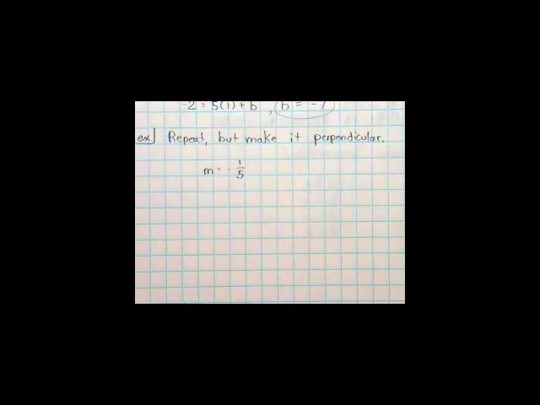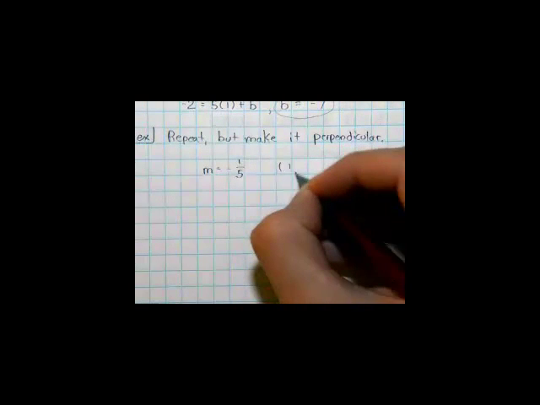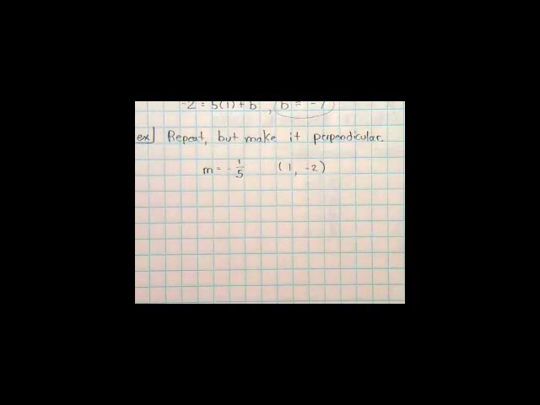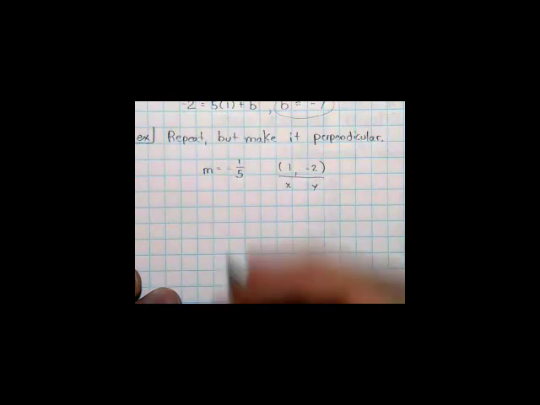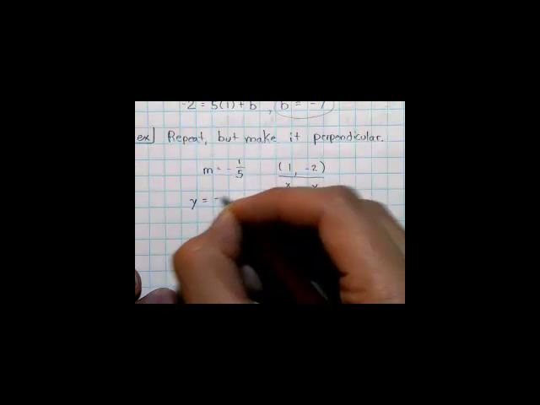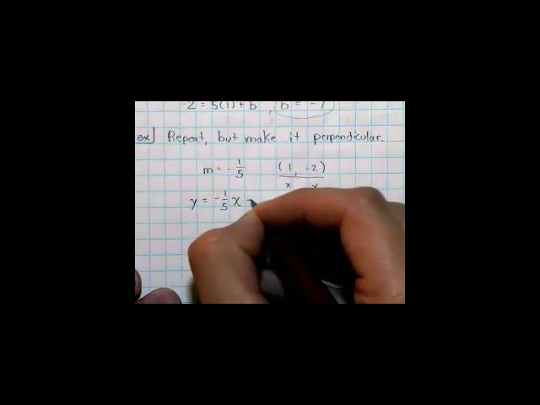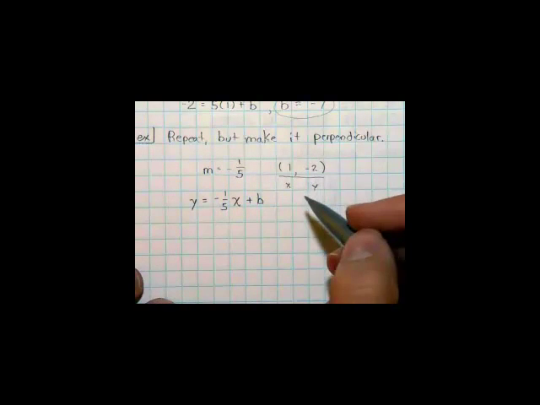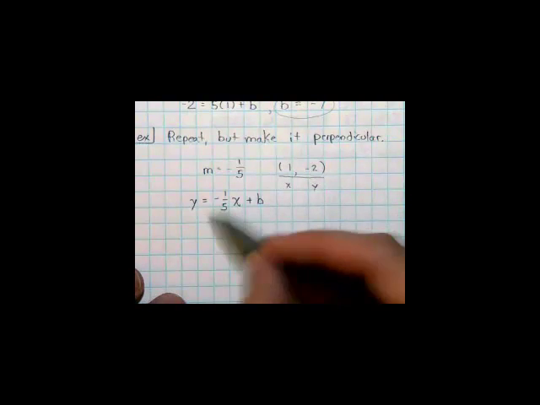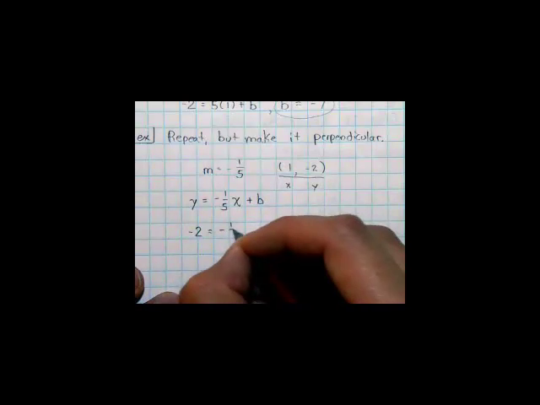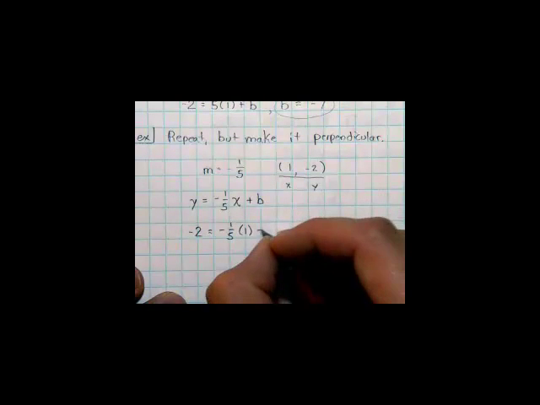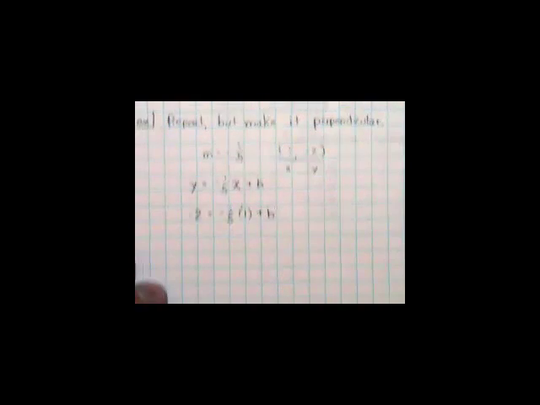So the rest of the process is exactly the same though, right? I got a slope. I got a point. Still (1, negative 2). I'm using that same point this time. Remember this point is my x and my y. So if I start with y equals negative 1/5 x plus b, I can still plug these in. So y is negative 2, x is 1, and now I got to solve that for b.